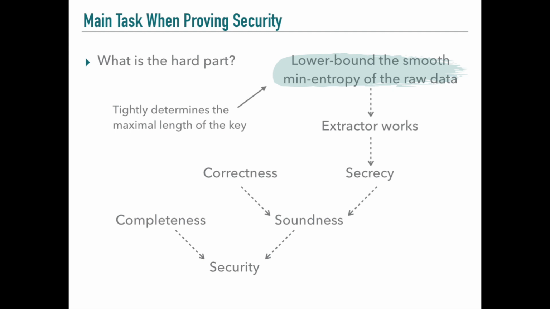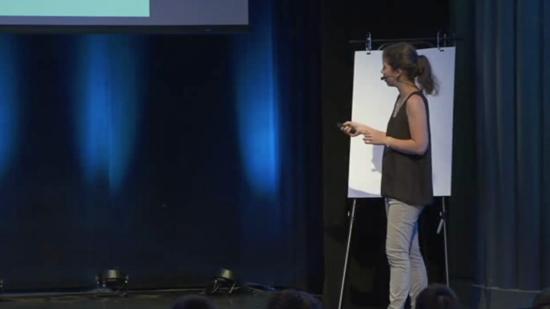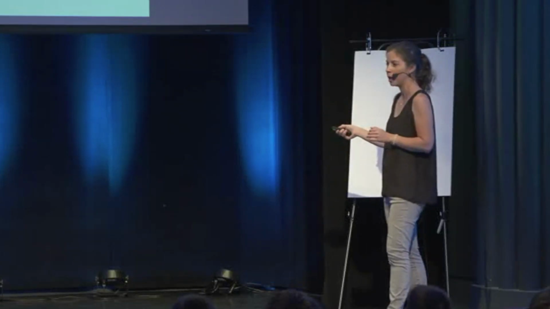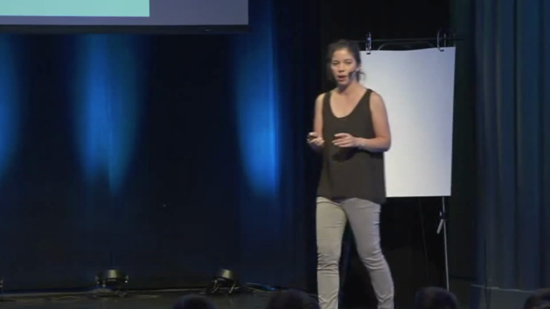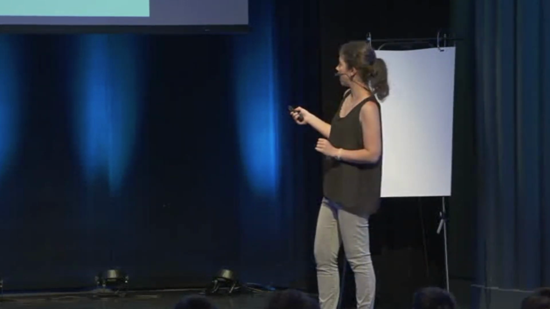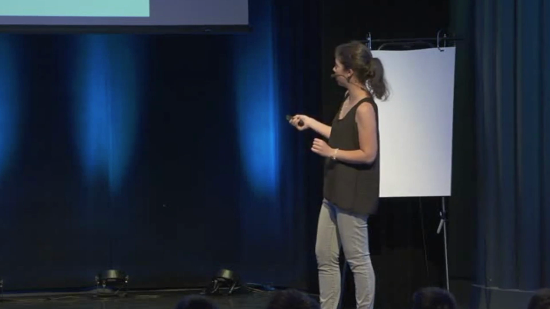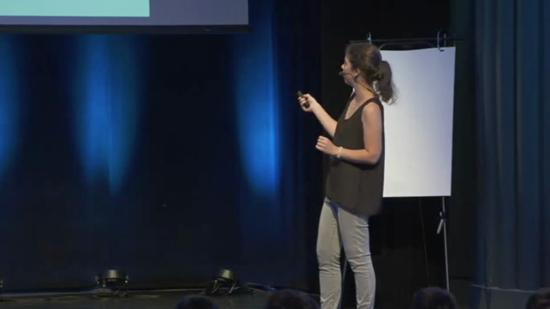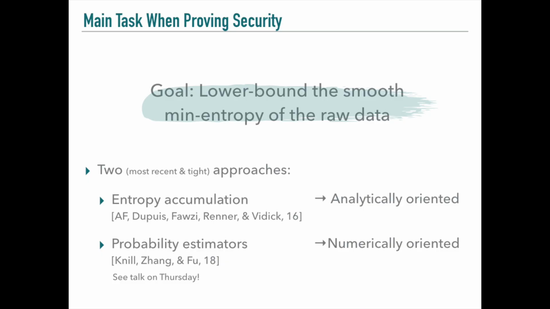Okay, so this quantity, this lower bound on the smooth min-entropy, if you go in this direction, is what tightly determines the maximal length of a secure key that you can produce from your device-independent QKD protocol. Okay, we will get back to this idea. Maybe it will get more concrete later, but for now, my point is this is what we need to do. Our main task is just to find a lower bound on the smooth min-entropy of the raw data. Okay, this is what we are going to discuss.